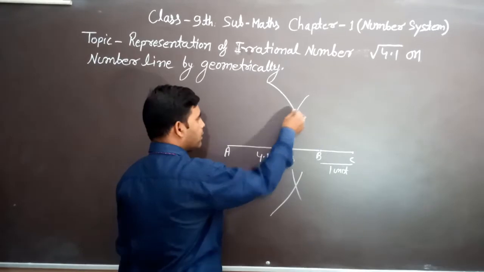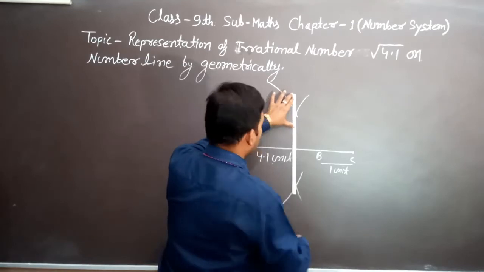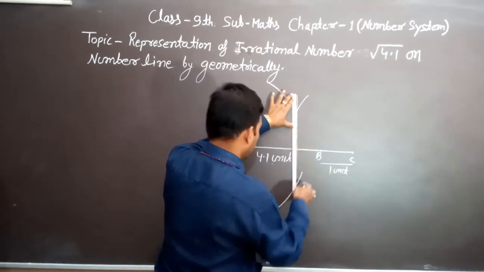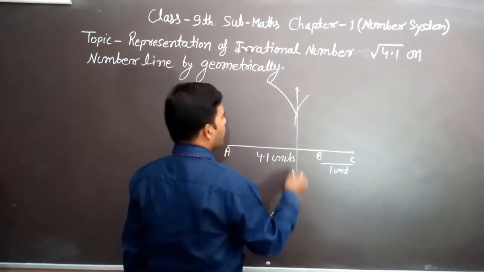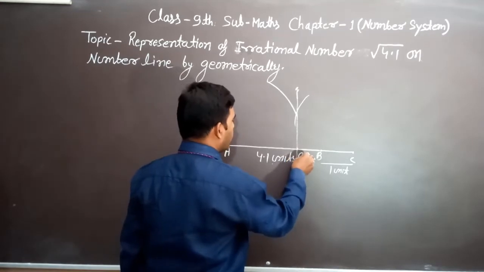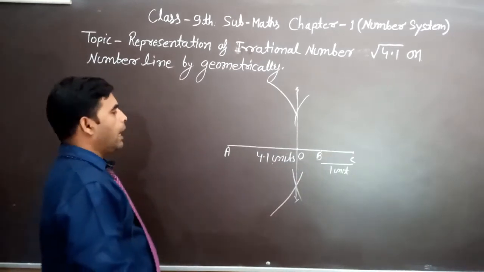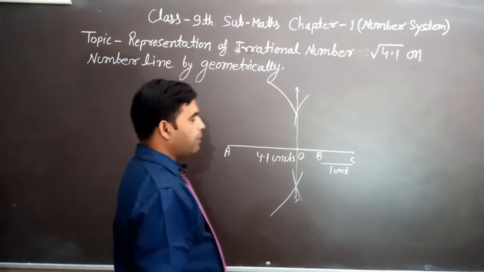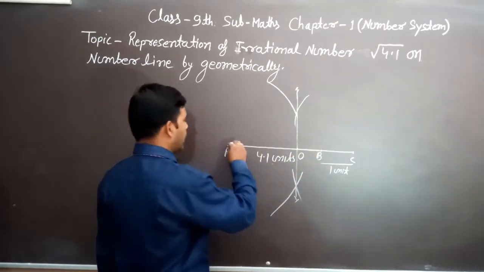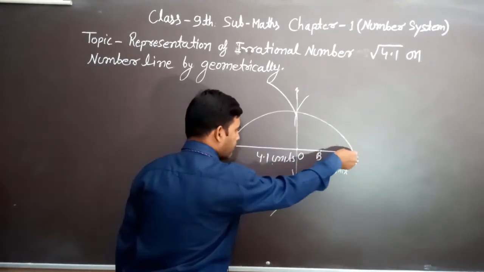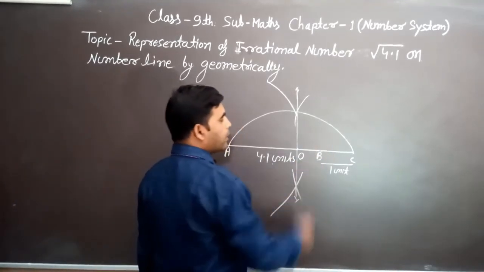Then we join these two points with a scale, which intersects AC at point O. Thus, O is the midpoint of AC. And now we draw a semicircle with center O and radius OA equal to OC. Then we draw an altitude at point B.